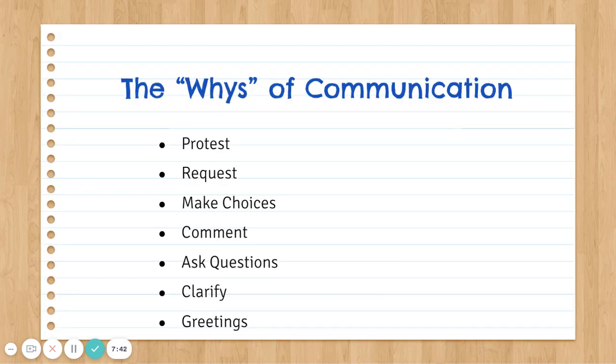So similar to before, we have some whys of communications. So basically, here are some functions and reasons why we communicate. So we might communicate to protest or to request. So let's say we're unhappy with a grade, so we go to theoretically protest it, and we go to request help for it. We communicate to make choices or to comment on things. Within the classroom, we communicate to ask questions or to clarify pieces of information that our teachers are going over. We also greet each other through communication.